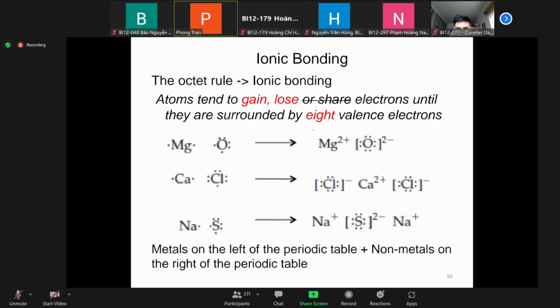So for the same case of sodium sulfide, sulfur needs to receive 2 electrons to become S2- with 8 valence electrons. But 1 sodium can give only 1, so you need 2 sodium. So that's why you have Na2S. Okay.